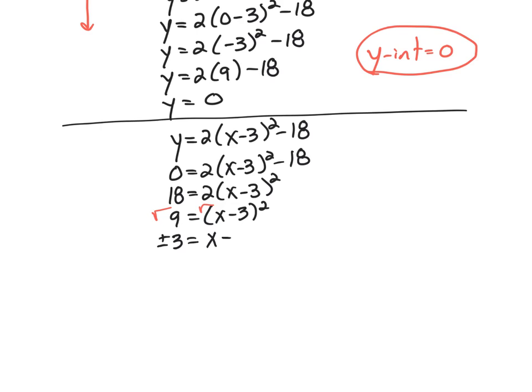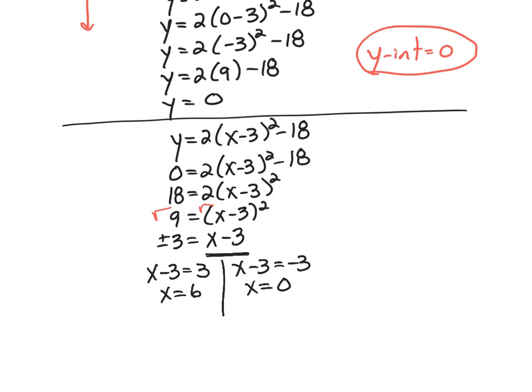So I have plus or minus 3 is equal to x minus 3. Since I have one expression, this x minus 3, it has two different solutions. I'm going to write it out 2 times. So x minus 3 is equal to 3, and x minus 3 is equal to negative 3. I add 3 to both sides, so x is equal to positive 6. Here, x is equal to 0. So my two x-intercepts are x equals 6 and x equals 0.